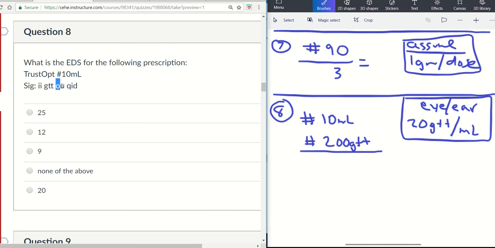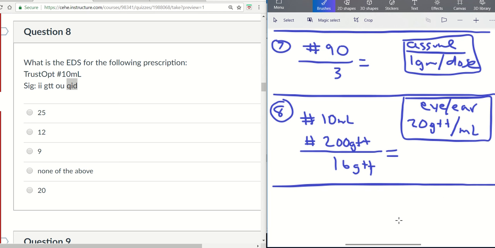So 2 drops into how many eyes? 2 eyes. So that's 2 times 2 times 4, which is 16 drops in a day. So don't forget the number of eyes. So round down to the nearest number of days. So is that 10 times 200 divided by 16? 200 divided by 16. We converted our mLs into drops.